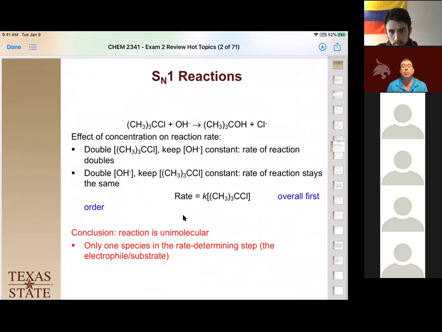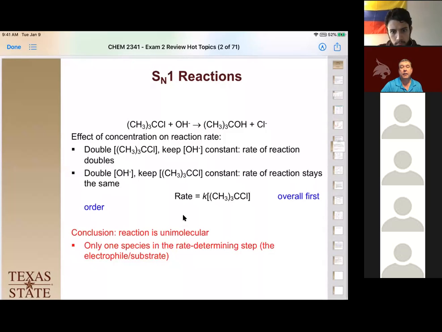Because it's unimolecular, because it has to form a carbocation first, it only depends on the concentration of your substrate. Nothing happens until that substrate breaks a bond and forms that carbocation. So if you double the concentration of your substrate, you double the rate of the reaction. If you double the concentration of the nucleophile, it doesn't matter because you have to form that carbocation first.